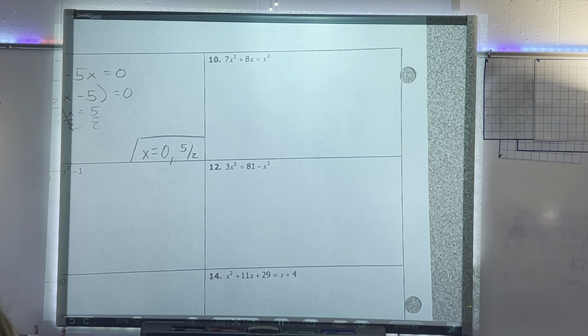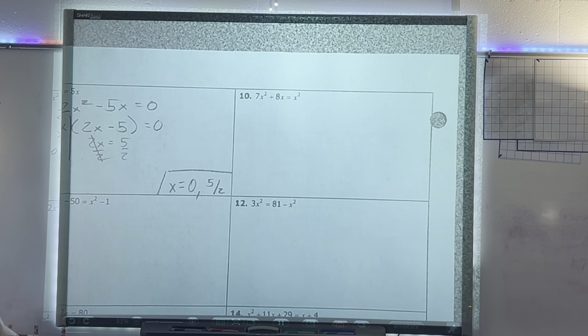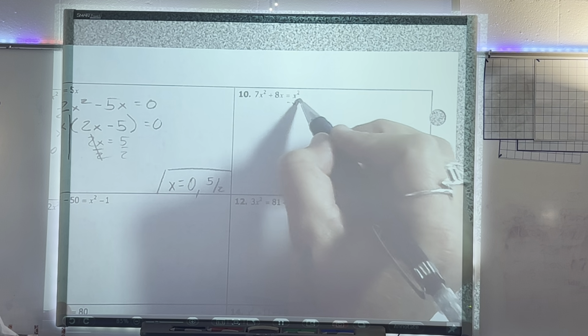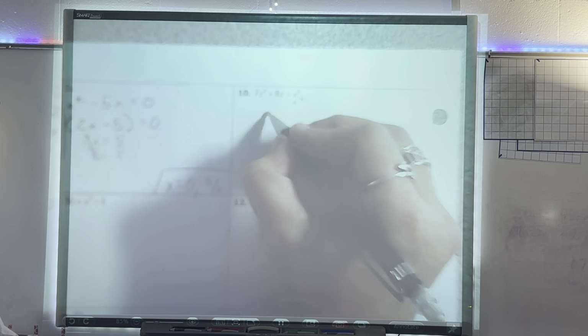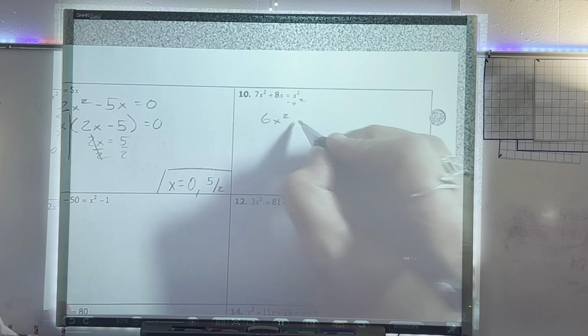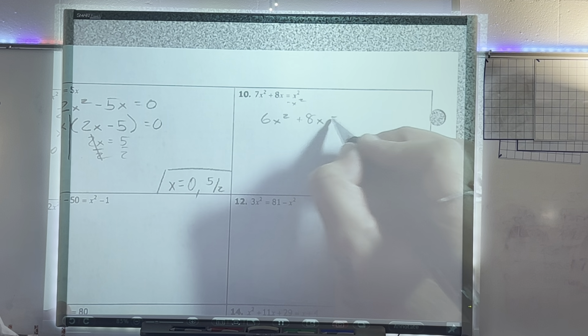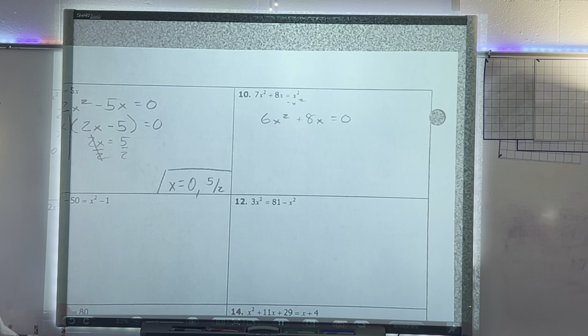All right, so this one right here, I'm gonna take my x squared to the left. Y'all okay there? So I'm gonna be subtracting it. Don't forget, when you go to the other side, the sign changes. So I'm subtracting x squared there, which means I'm subtracting it over here. So I've got 6x squared plus 8x equal to 0. Y'all okay there? All right, so then I'm looking for a GCF.